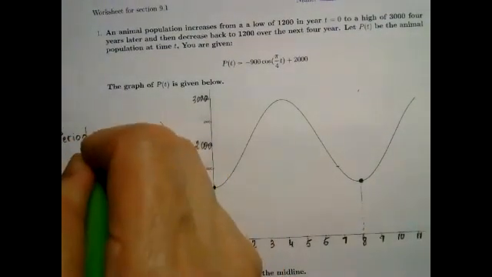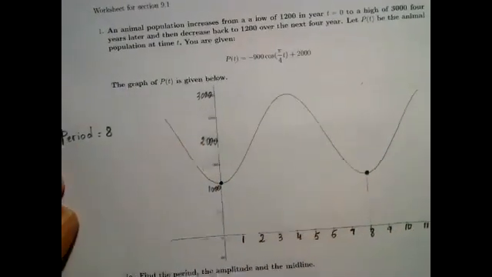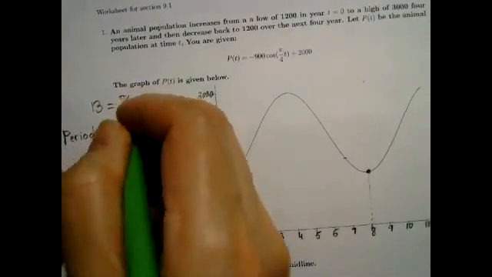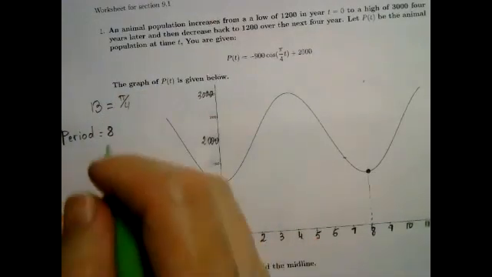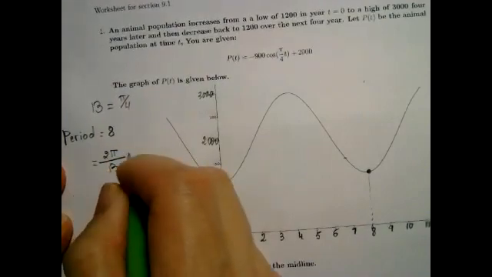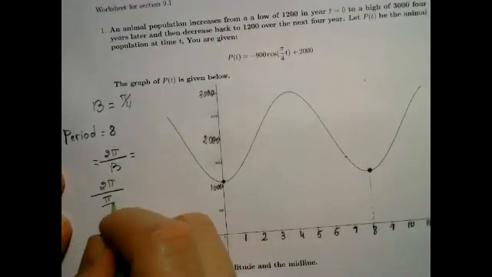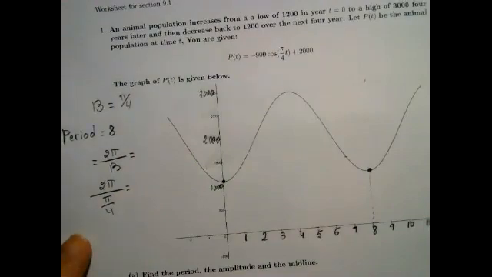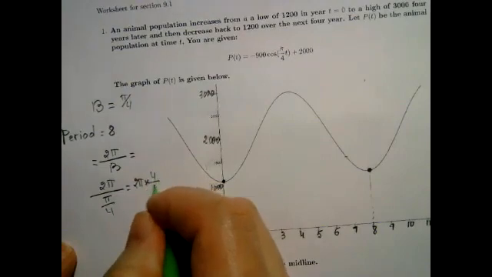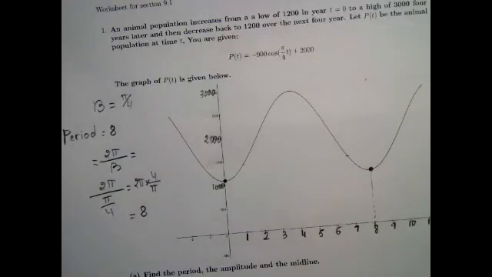Okay, the period is equal to 8 according to the picture. Or if I did not have lines here, you can say in my scenario, the b is pi over 4. So the period is 2 pi over b, which means 2 pi over pi over 4. Now, dividing by a fraction means you multiply by 4 over pi, which is equal to 8. So the period is equal to 8.